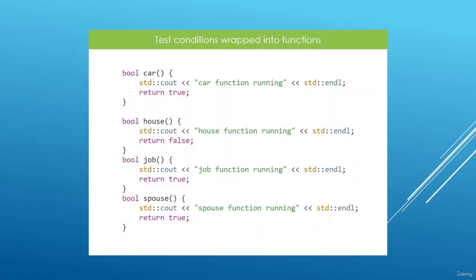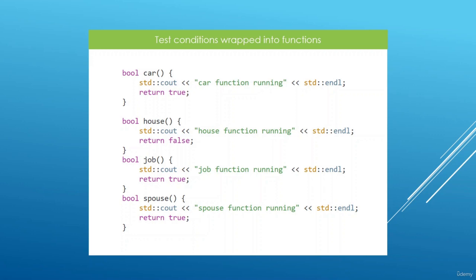Here is an example that I tried and came up with. What I did is I wrapped all my test conditions in functions. So here we have a function called car, which is going to return a Boolean. We have a function called house, which is going to return a bool. We have a function called job, which is going to return a bool. We have another function called spouse, which is going to return a bool. And by return, I mean something we're going to get out of the function. We haven't really learned about functions yet, but I really had to use them so that I can show that the compiler is actually doing that evaluation.